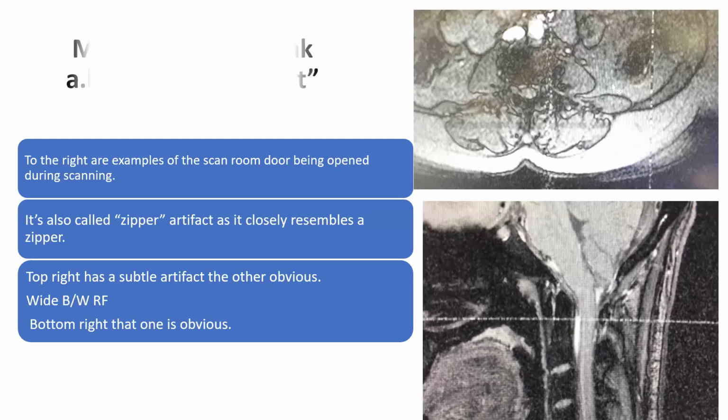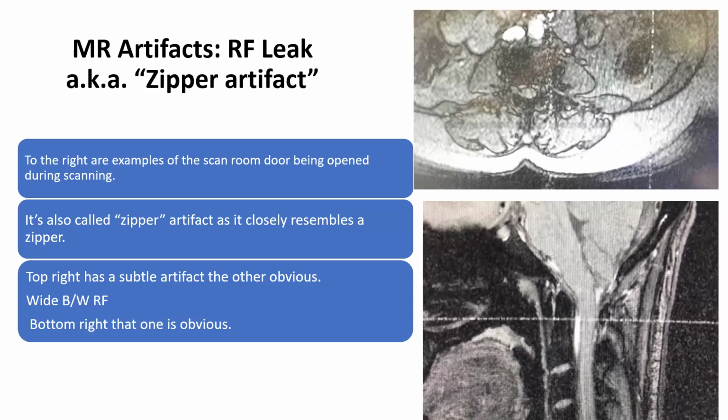RF artifact. Someone opened my scan room door while I was doing the scouts, and this is zipper artifact. Notice that they're in two different directions here. One is running top to bottom. This one is running right to left. So we got our extraneous RF into the room during scanning, sometimes called zipper artifact.